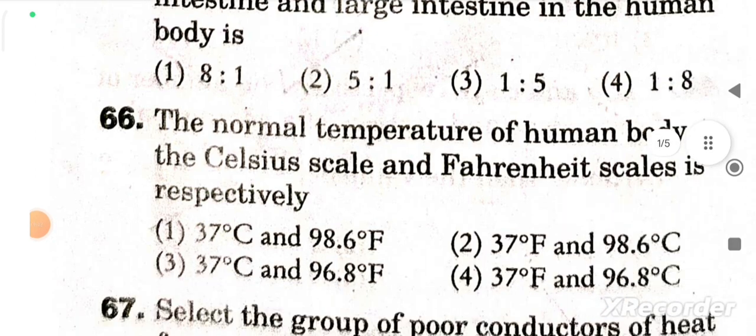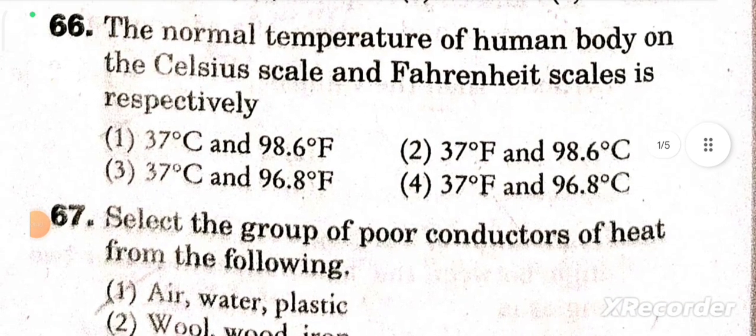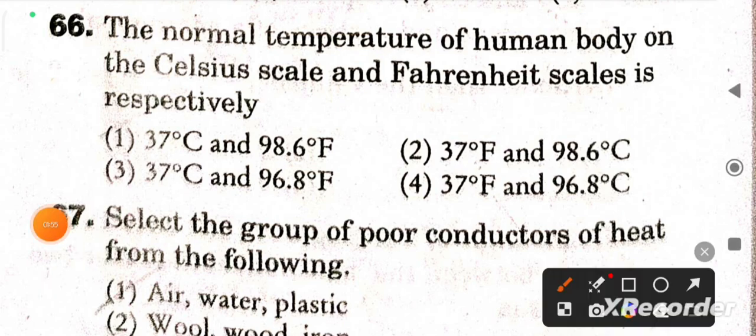Next question is, the normal temperature of human body on the Celsius scale and Fahrenheit scale is respectively. So on the Celsius scale it is 37 degrees Celsius and on the Fahrenheit scale it is 98.6 degrees Fahrenheit. So option A will be the correct one here.